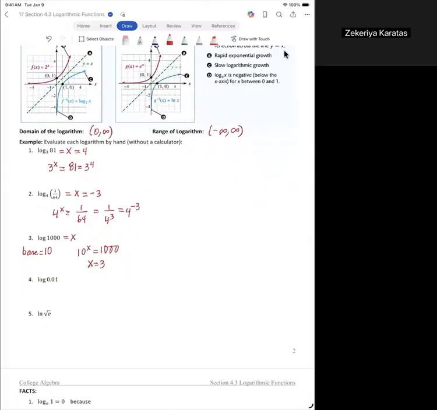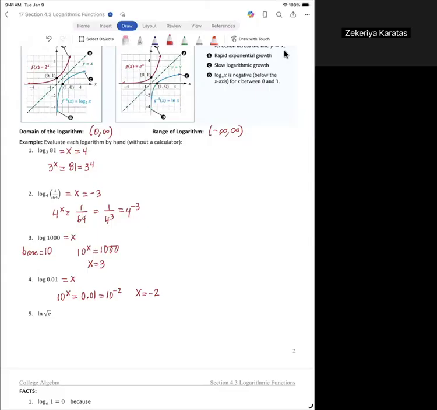Look at this one, same way. This is x, and 10 to the power x equals 0.01. But 0.01 is 10 to the negative 2. So from here you can see x must be negative 2. So the negative 2 power of 10 gives you 0.01.